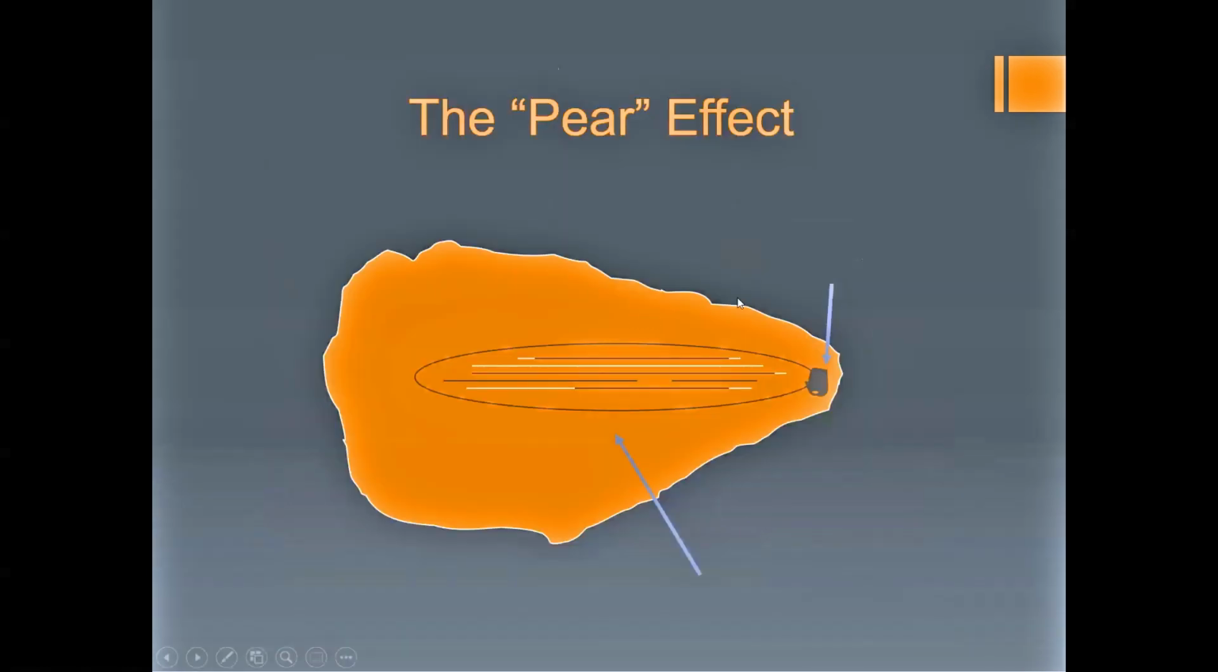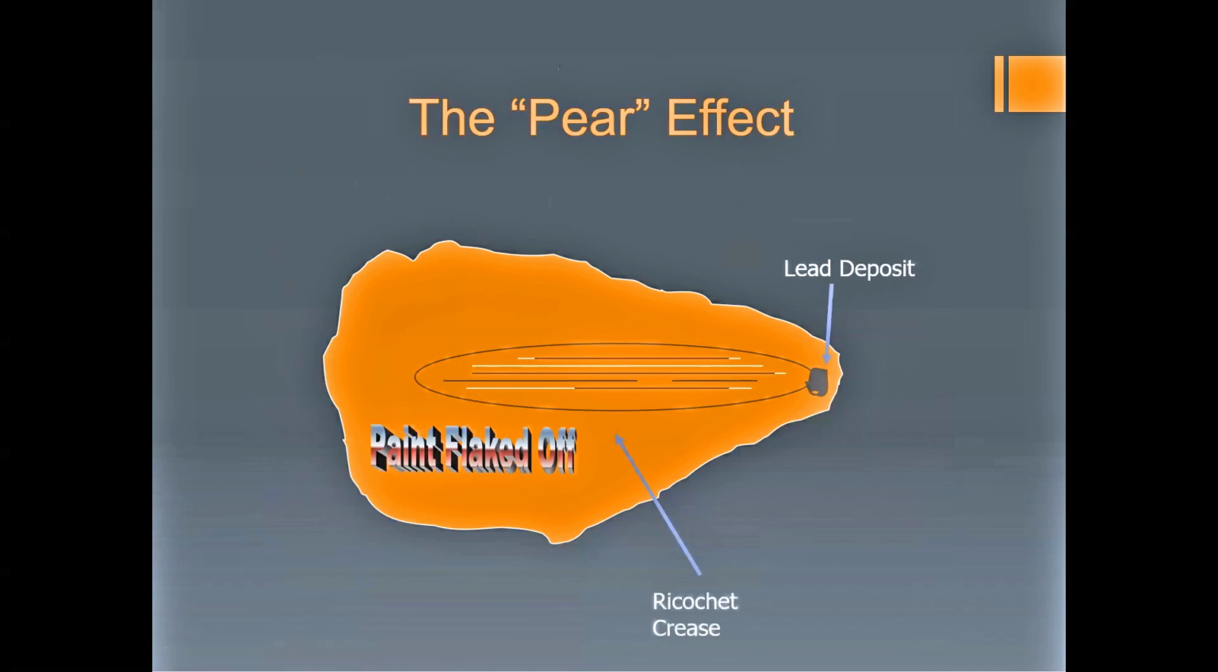So here we have our pear effect. We have our pinch point, right? Lead deposit there. And you can see this is sort of pear-looking, pear-shaped, and we have our crease, and then around the crease we have our paint flaked off. Creates a pear shape.